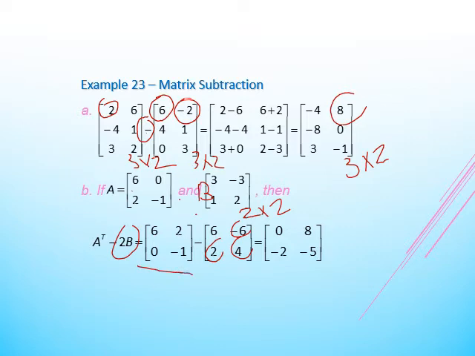Now we have A transpose and 2P. We will subtract the two matrices from each other by subtracting each number from the corresponding number in the second matrix to get the final matrix, which is 6 minus 6 equals 0, and 8, and the second row is -2 and -5. This is the final result for A transpose minus 2P.